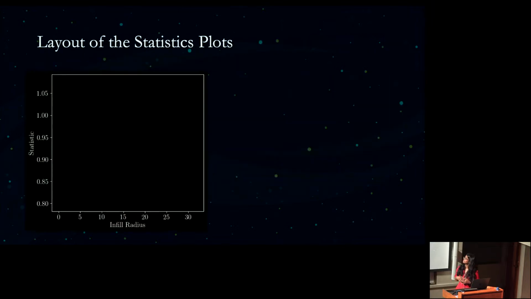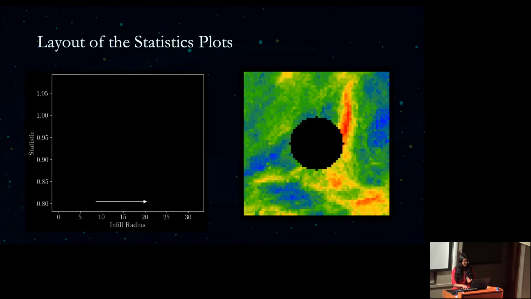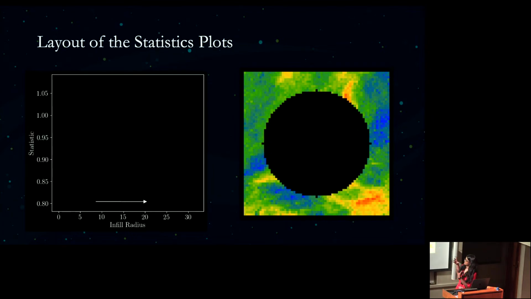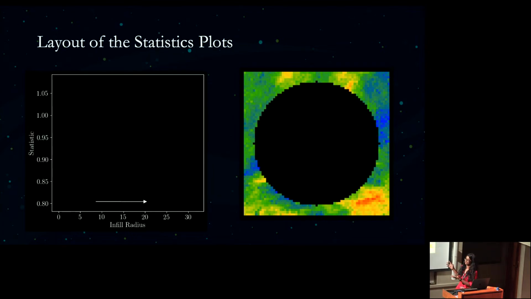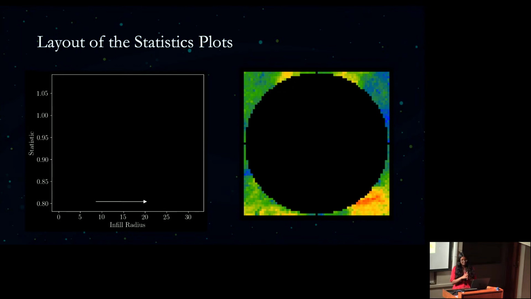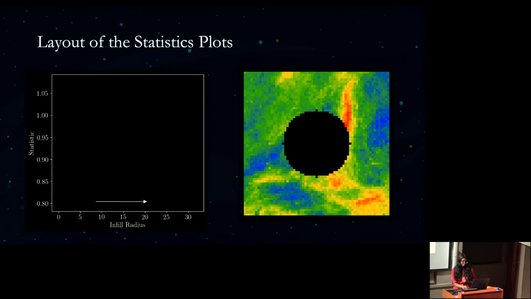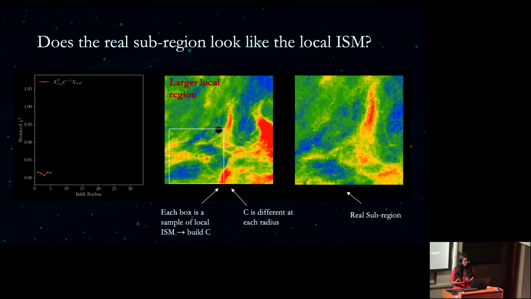And so I'm going to lay out the structure of the plots that I'm going to show in the next couple of slides by saying that the x-axis is going to be mainly the infill radius. This is just the region that we are infilling. So as you can see, it gets larger and larger, and that corresponds to increasing values on the x-axis. And then on the y-axis, we're going to present our statistic. So we first look at chi-squared.